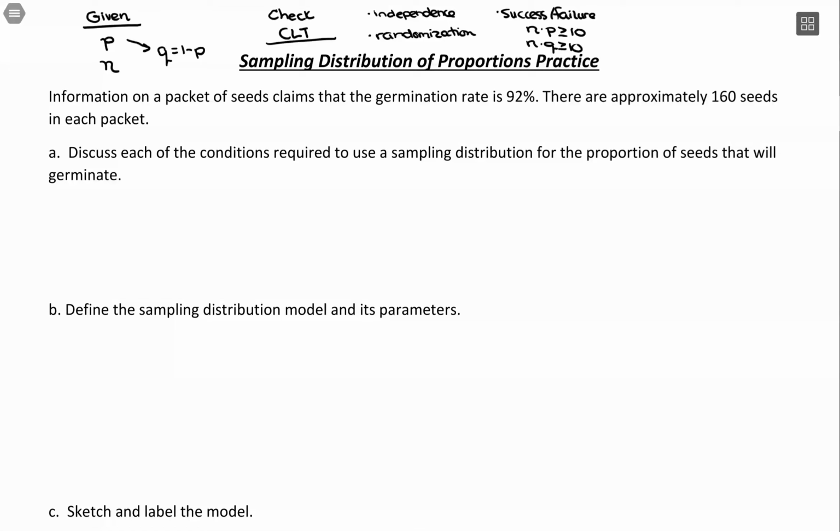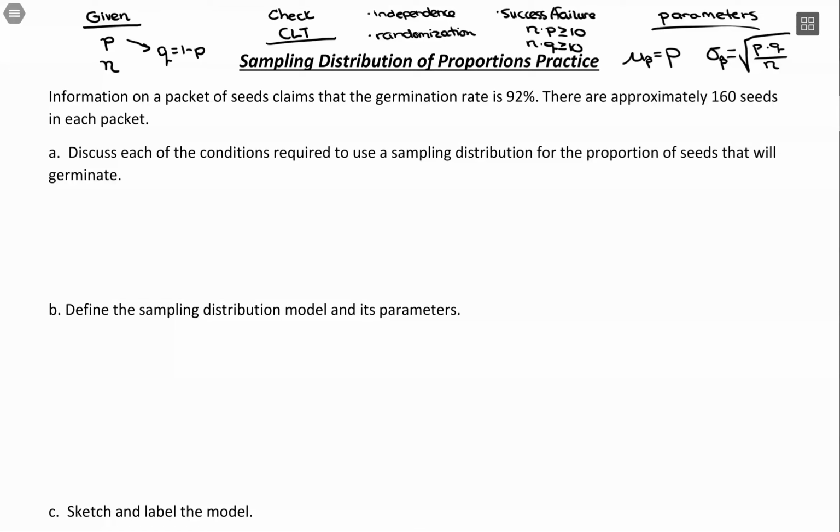And then once you have that, we can start to build our bell-shaped curve, and you can define your parameters. Your parameters: you'll have your mean, which is just equal to your population proportion, and then standard deviation, which will be the square root of P times Q over N. And once we have those parameters, we can start answering questions with the bell-shaped curve. There's a lot of setup to it, but it ends up being questions similar to what we did in the previous module.